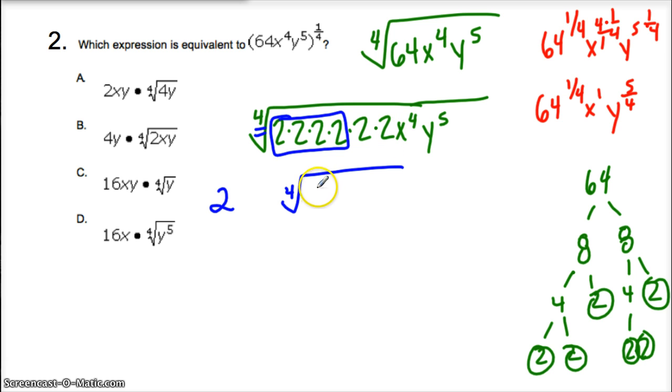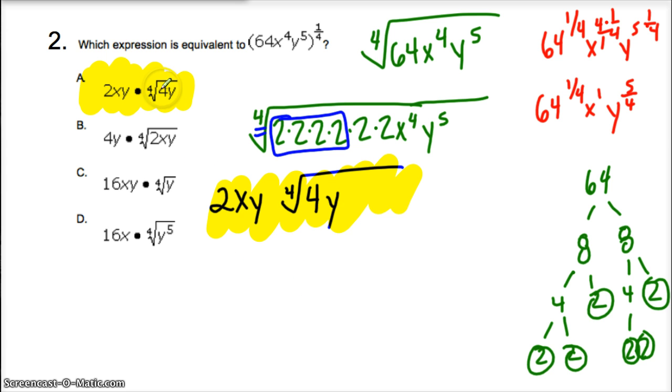2 and 2 is not enough to group those together, so I'm going to multiply those and leave that as a 4 inside. X to the 4th, visualize 4 x's, so you have a group of 4, so you'd pull that out in front. And then y to the 5th, you're going to have 5 y's, so you would have 1 y pulled out and 1 y left on the inside. So notice your answer there is going to be A because it matches this.